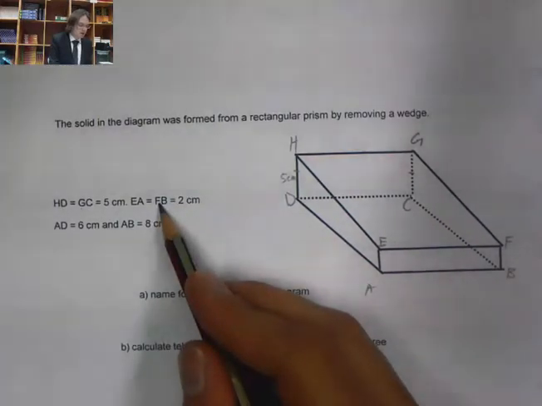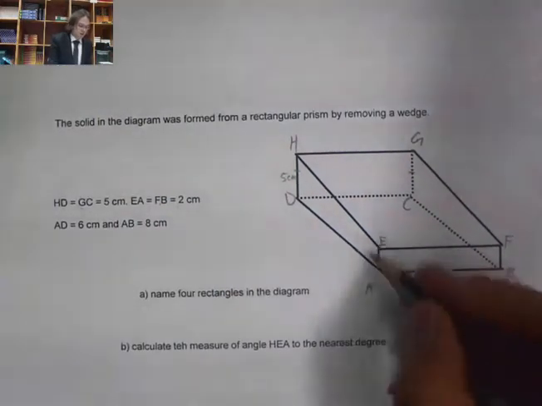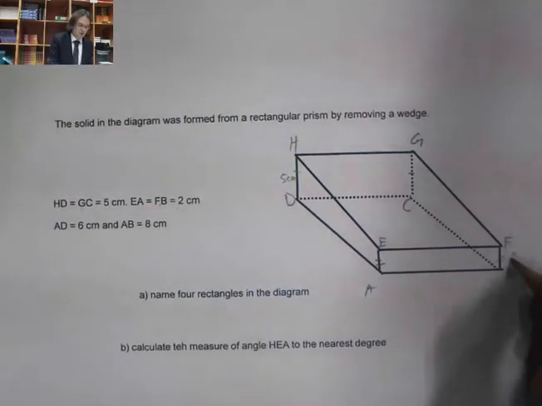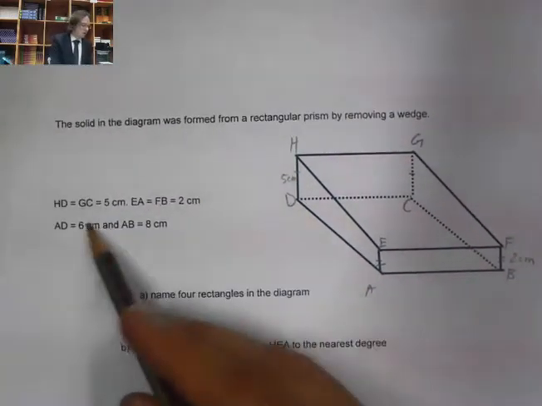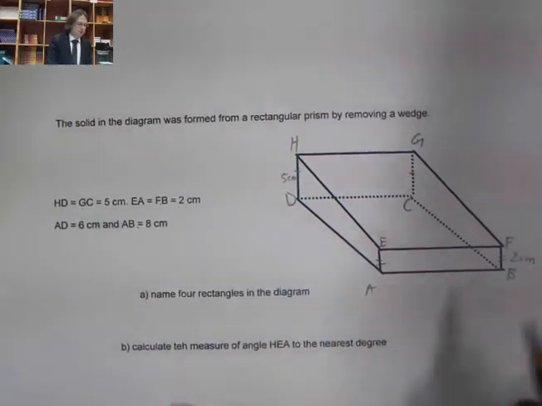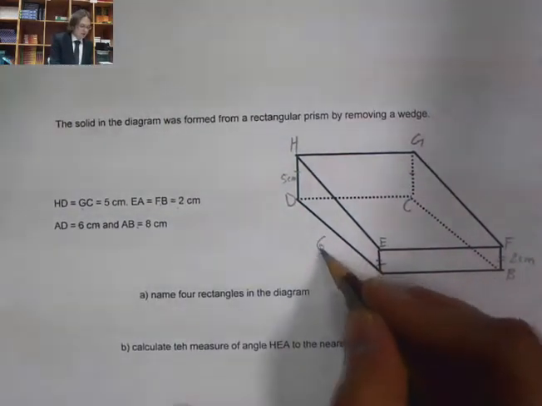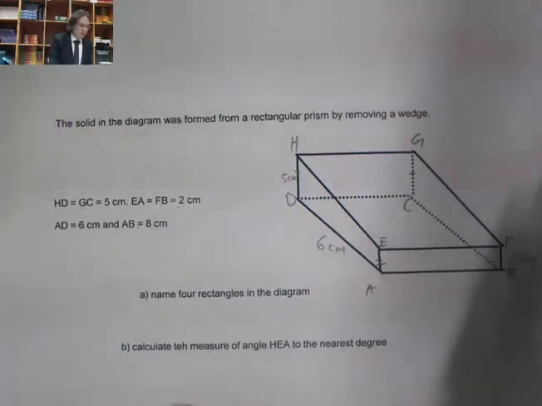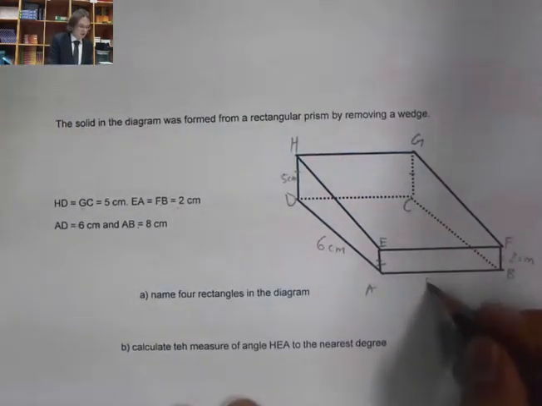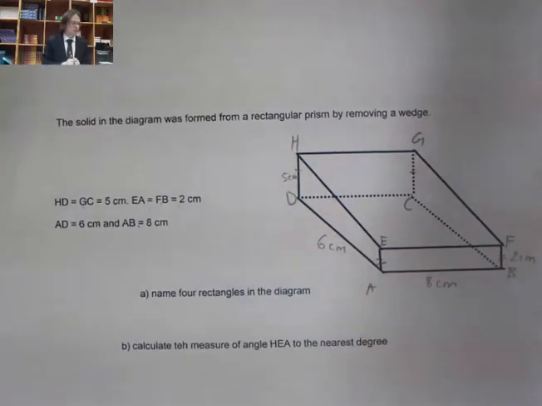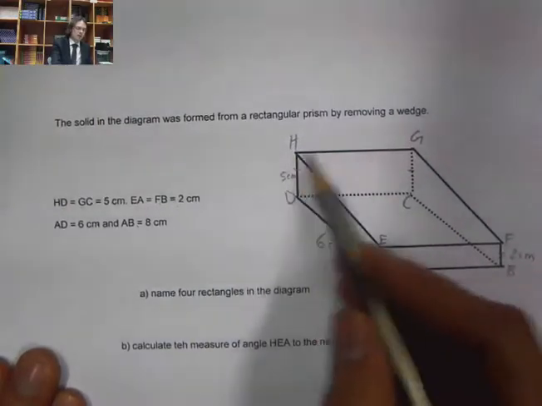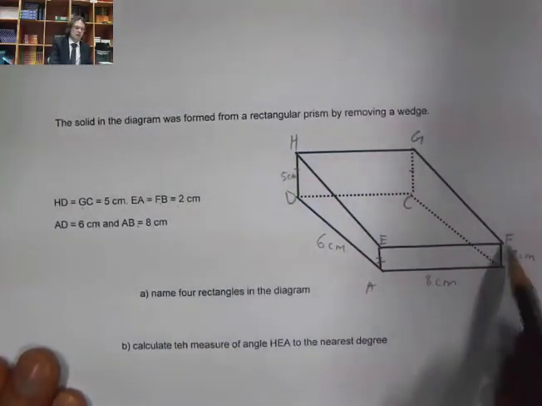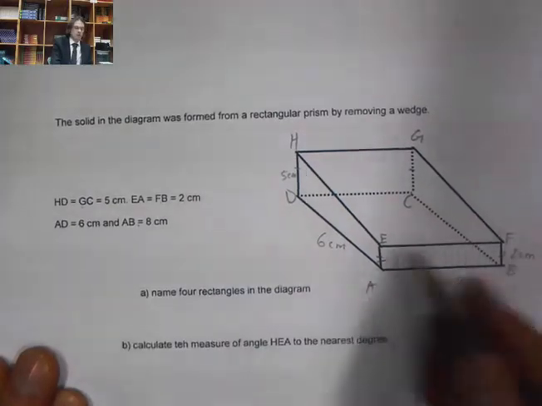Now we know FB is equal to EA, so these two are equal, and they are 2 centimeters. Okay? I also know that AD is 6 centimeters, and AB is 8 centimeters. Okay? Now, it says, name 4 rectangles in the diagram. What are my 4 rectangles? I have G, H, E, F, okay? So, or E, F, H, G.